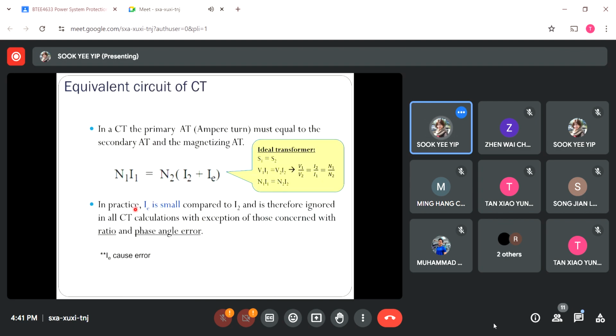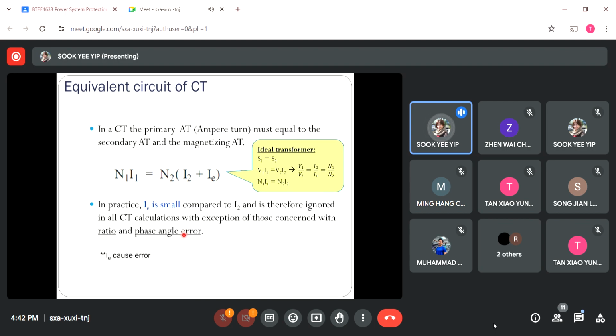But in practice, usually the magnitude of the magnetizing current is very small compared to the secondary current flow. So for calculations that involve the current transformer, we will usually ignore this and treat it as an ideal transformer, except that we have errors in terms of the current ratio as well as the phase angle.